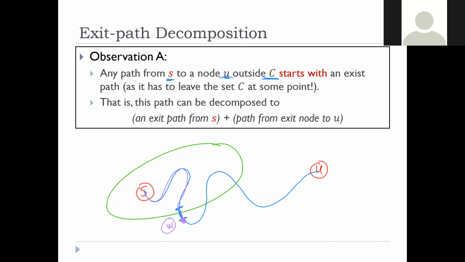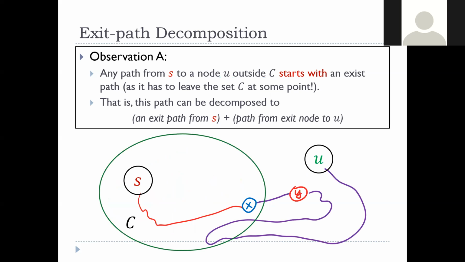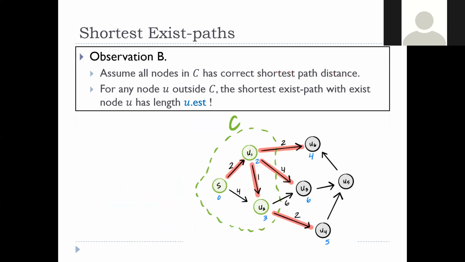It always has to start with the exit path. Again, the reason is that S is inside C and U is outside. To connect them, at some point you have to leave set C, and the first time that happens, that's your exit path. That's how you exit set C first. This is just another example. In this case, you have a path S to U, and the exit path is basically from S to Y. So this path can be decomposed into the exit path from S to Y, plus the path from Y to U. So that's a simple observation.